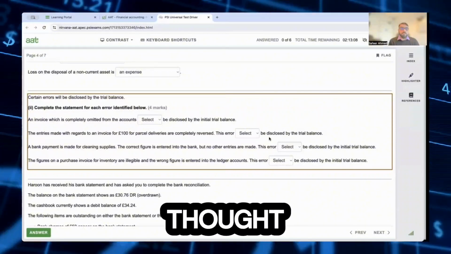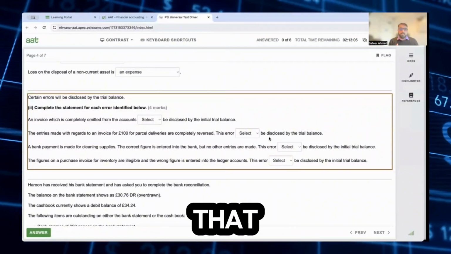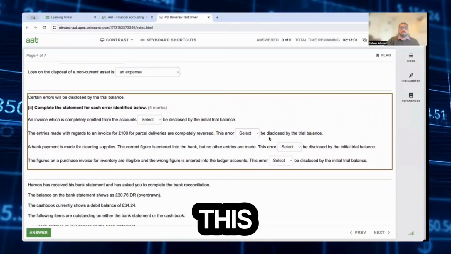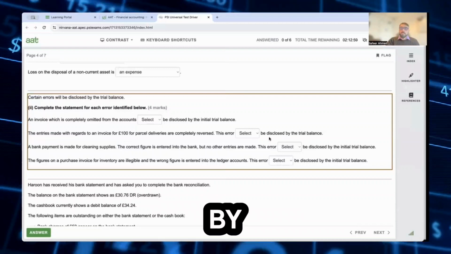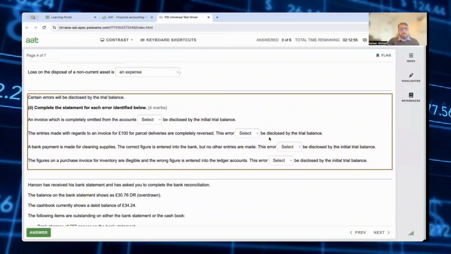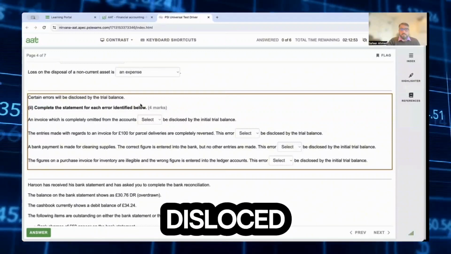Okay, so I just thought I would give you some context, so it might be easier to understand why this will be disclosed by a trial balance and this will not be disclosed by a trial balance. Okay, so certain errors will be disclosed by the trial balance.